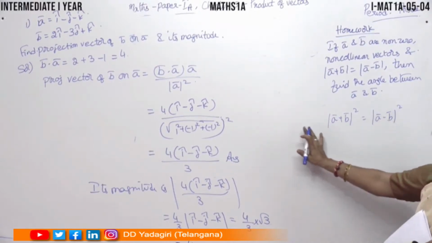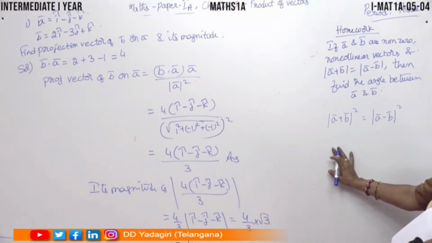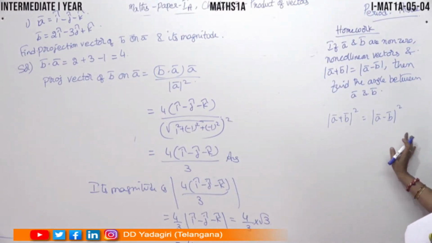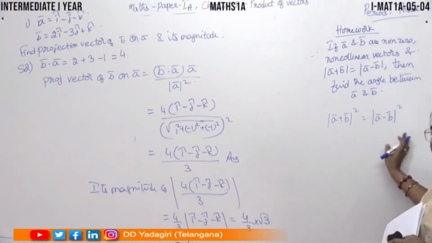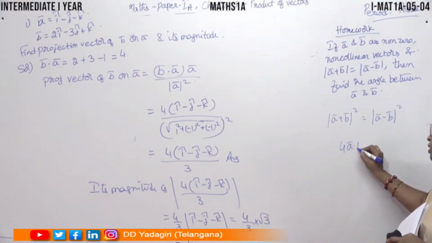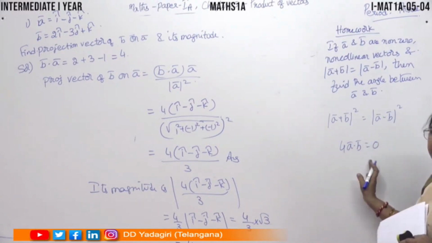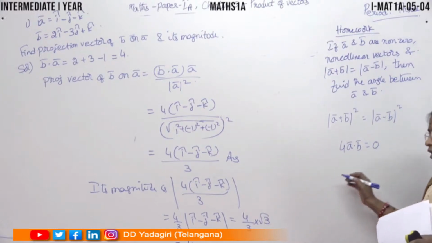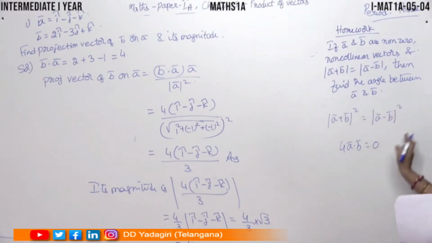So write mod A square plus mod B square plus 2A dot B. Here mod A square plus mod B square minus 2A dot B. Then what happens? Mod A square, mod B square gets cancelled and you will get 4A dot B is equal to 0. So that means A dot B is 0. When is A dot B 0? When they are perpendicular. So the angle between A and B is 90 degrees. So like that you will conclude.